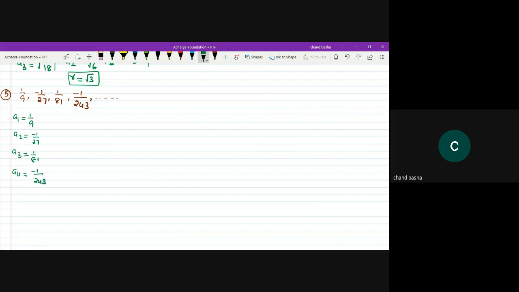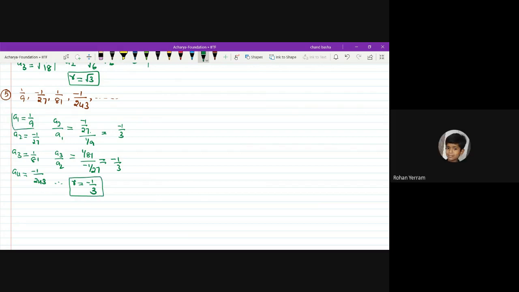If you are observing, A2 divided by A1 is equal to minus 1 by 27 divided by 1 by 9. That is equal to minus 1 by 3. Similarly, A3 divided by A2, A3 value is 1 by 81 divided by minus 1 by 27. 27 3 times is 81, that is minus 1 divided by 3. Therefore, the ratio is fixed. What is the ratio? Minus 1 by 3 is the common ratio. What is the first term? First term is 1 divided by 9.